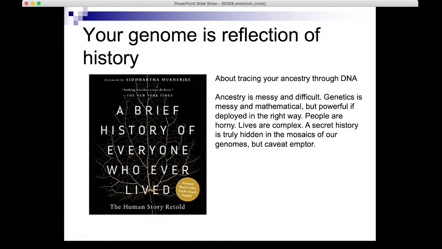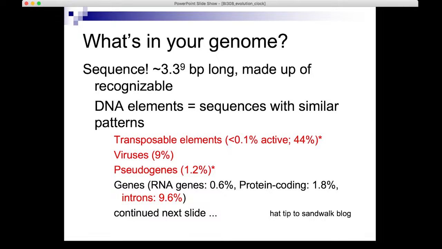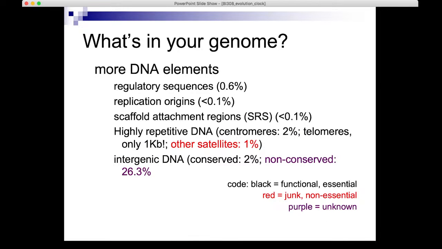Oops. Okay, so remember what's in your genome. Our genome's a little over 3 billion base pairs long. Lots and lots of different elements, okay? Transposable elements, viruses, pseudogenes, functional genes, non-coding genes, protein coding genes, etc., etc., centromeres, you name it, right? So quite a bit of it is conserved, some of it is not.